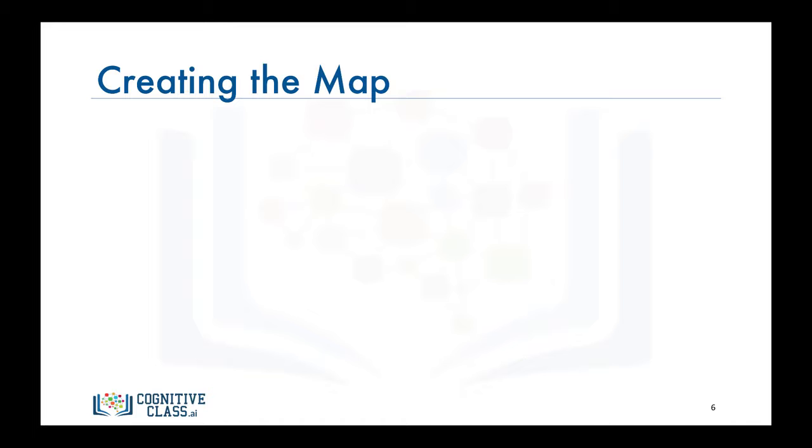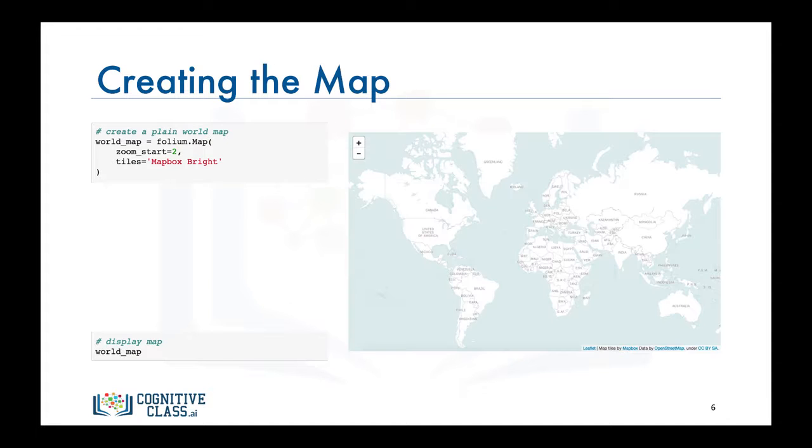We should be experts now in creating world maps with Folium. So let's go ahead and create a world map, but this time let's use the Mapbox Bright tile set. The result is a nice world map displaying the name of every country.